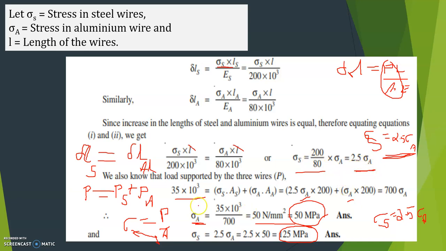Once you get that, second, apply the second rule, that is, the total load is equal to PS plus PA. Substitute that and you will get only one unknown. So you will get the stress in the aluminium or steel, then substitute that value in this equation, and you will get the stress in the other bar. In this way, you can find the stresses developed in the composite bar. Okay, thank you.